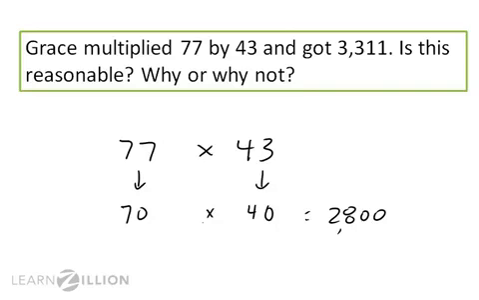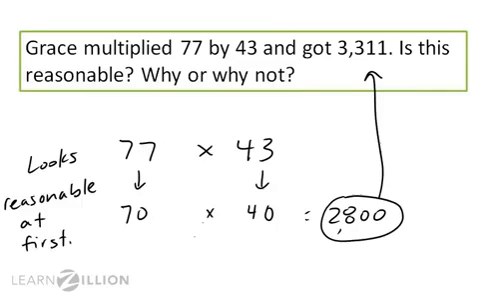Was Grace's answer reasonable? Right away, we can see that 2,800 has the same number of digits as 3,311, and that both numbers are near 3,000. So we can see that Grace's answer is in the right ballpark, and in this way, looks reasonable at first. We could stop there, but to really see if Grace's answer is reasonable, we can look more in depth at how much our front-end estimation was off from the real problem to see how reasonable her answer really was.